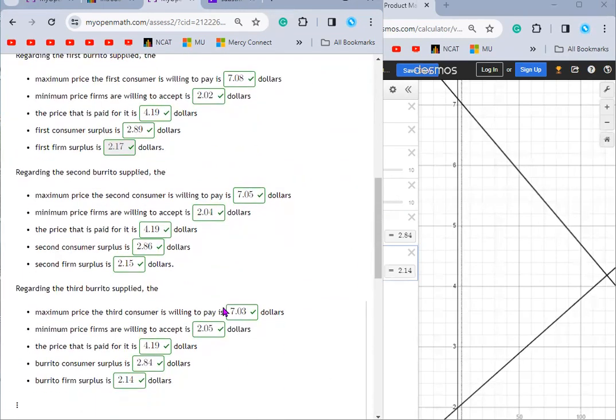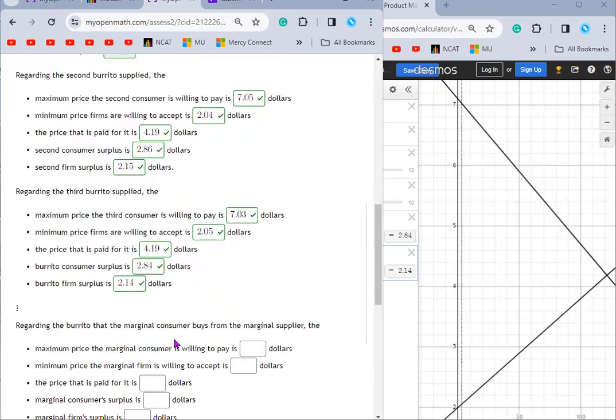Now, regarding the burrito that the marginal consumer buys, the marginal consumer is the one that's indifferent. The marginal supplier is indifferent. A marginal consumer is indifferent between making the purchase and not making the purchase. Why? Because the most they're willing to pay equals the market price. That's the marginal consumer.